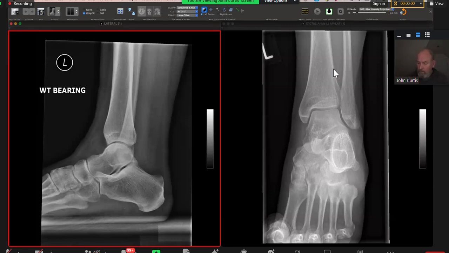Okay, so I'm provided with the lateral view as well as the frontal projection, and the ankle joint is the distance between the tibia and the talus and the fibula and the talus. It appears to be intact. There's no widening of the joint. Okay, so I can't see anything wrong with this X-ray.